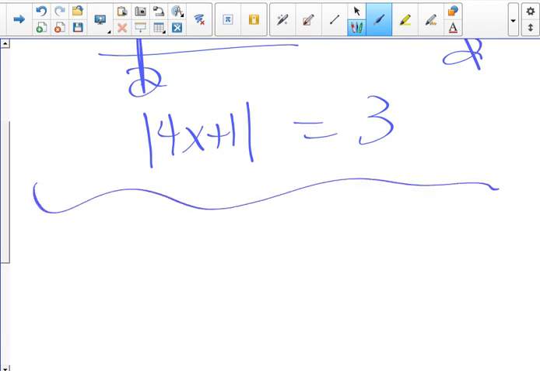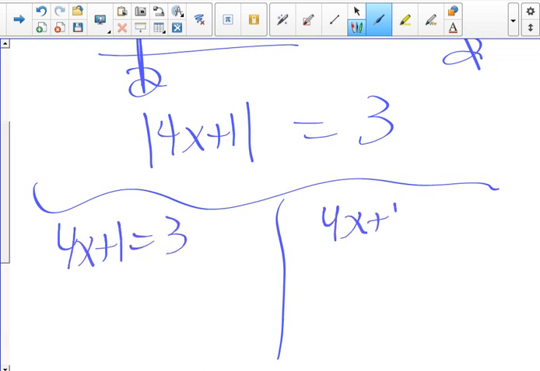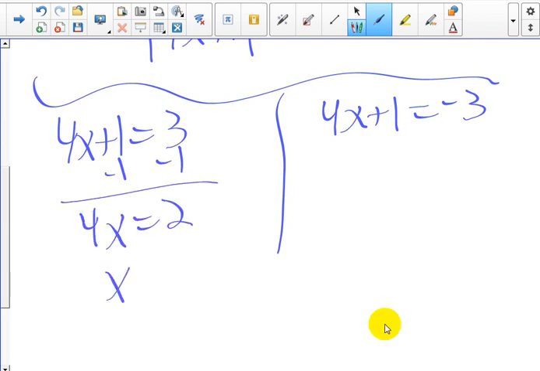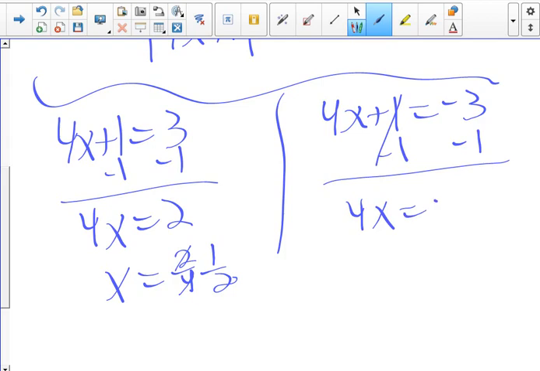Now, to remove it, we're going to solve it as a positive 3 and a negative 3. So 4x plus 1 equals positive 3, and 4x plus 1 equals negative 3. Now solve each side. Subtract 1, and you get 4x equals 2. Divide each side by 4, and you get x equals 2 divided by 4, which is 1/2. Over here, subtract 1 from each side, and you get 4x equals negative 4. Divide each side by 4, and you get x equals negative 1. So there we have it, x equals 1/2 and negative 1.